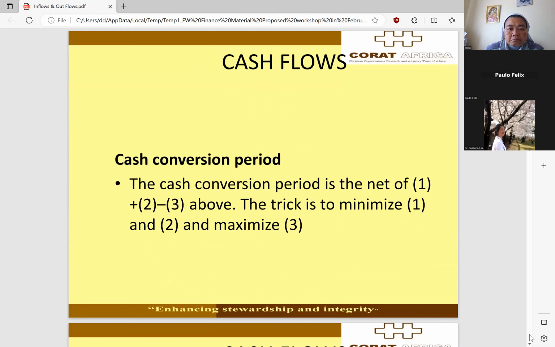The cash conversion period consists of the net of one, which is the inventory, plus the second, that is the debtors, less the creditors. So the trick is to minimize 1 and 2 and maximize 3.